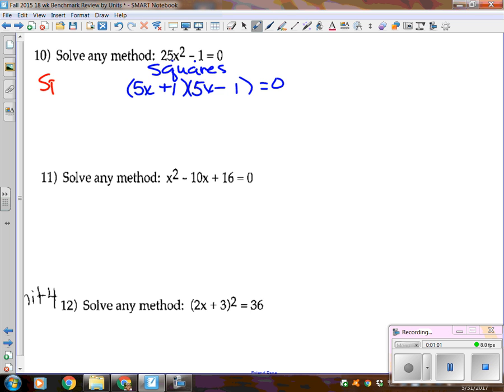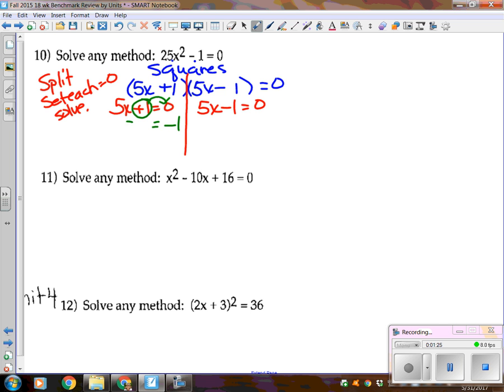Now, we always talked about how we split and then set each equal to 0 and solve. All right. Split right down between the parentheses, set each one equal to 0, so 5x plus 1, set that equal to 0. Set 5x minus 1, set that one equal to 0. So my answers are going to be similar, but not exactly the same. Now, if I move my 1 over here, it's going to end up equaling negative 1. Then I'm going to divide by my number in front of x. So I'm going to get x is equal to negative 1/5.